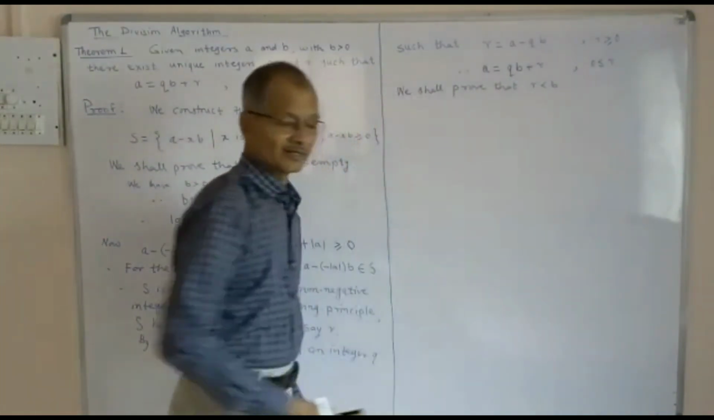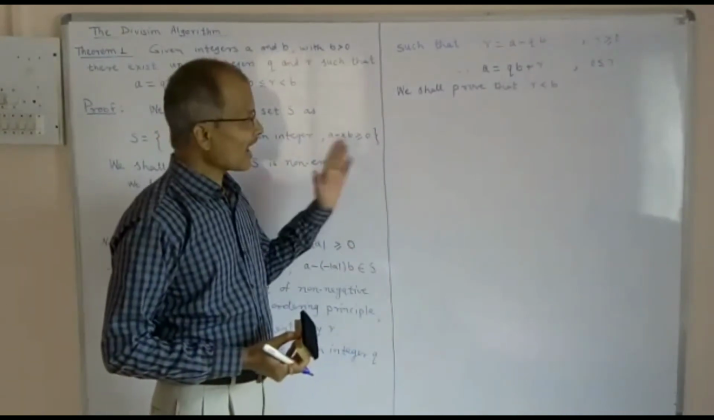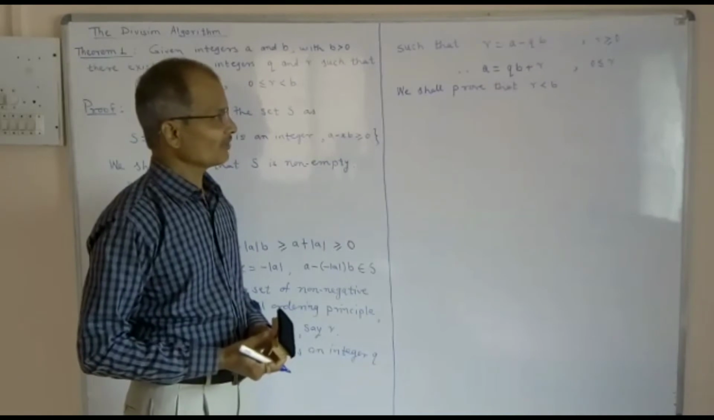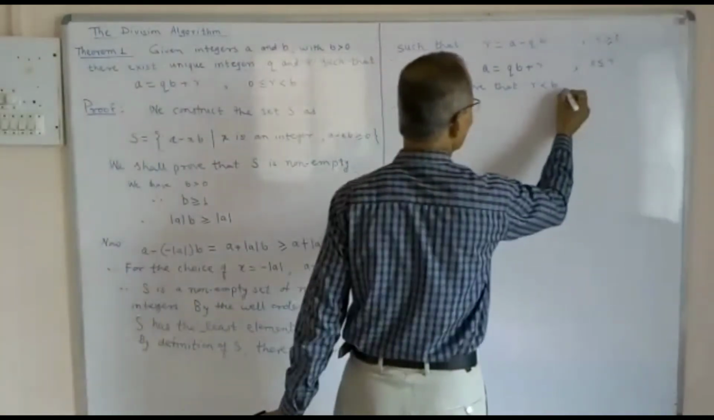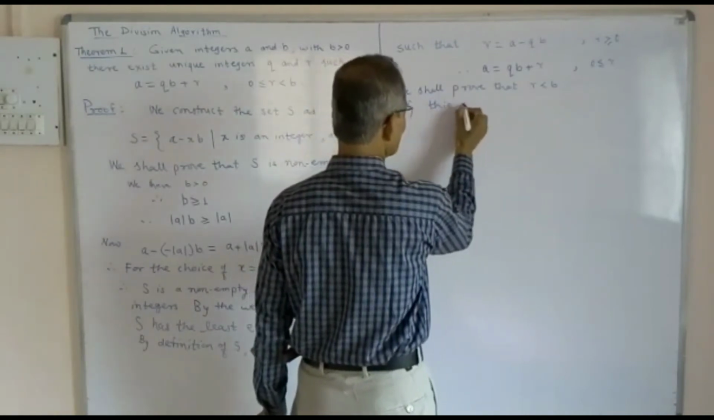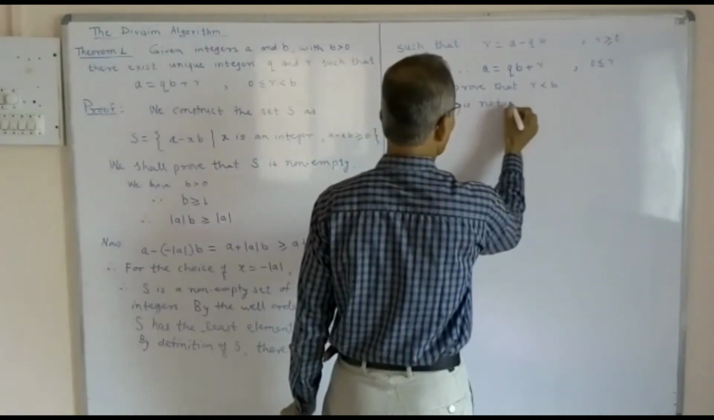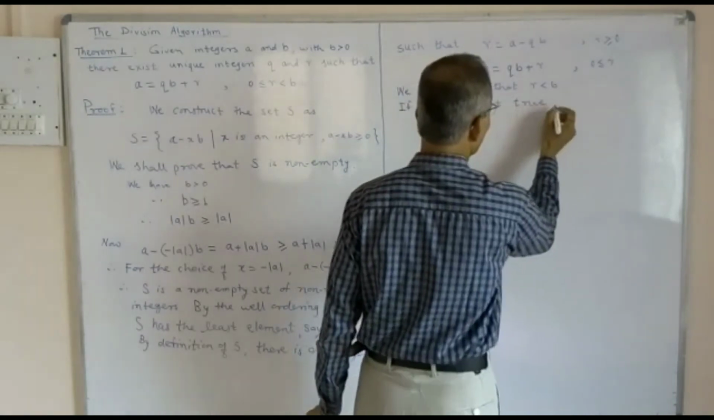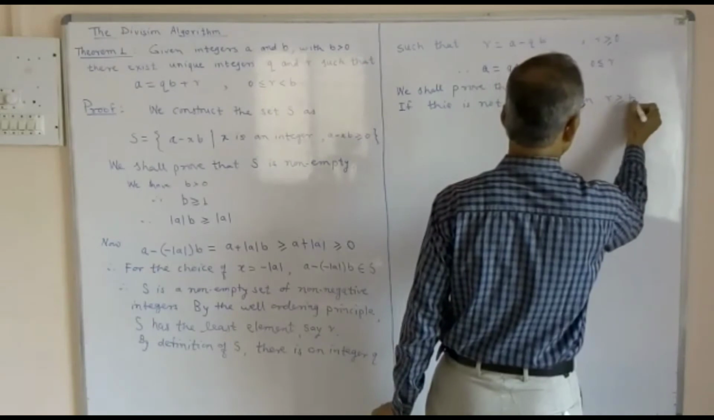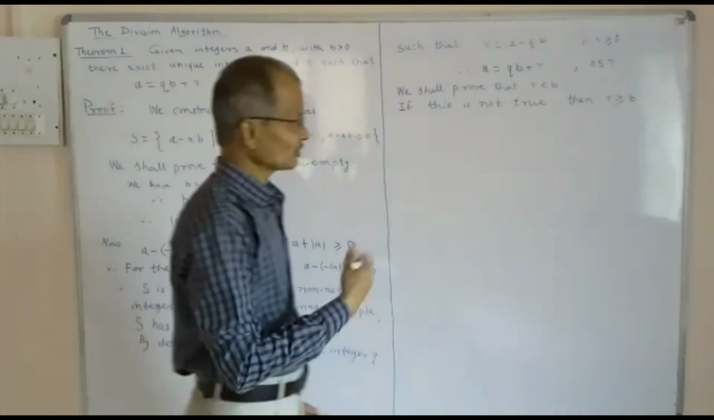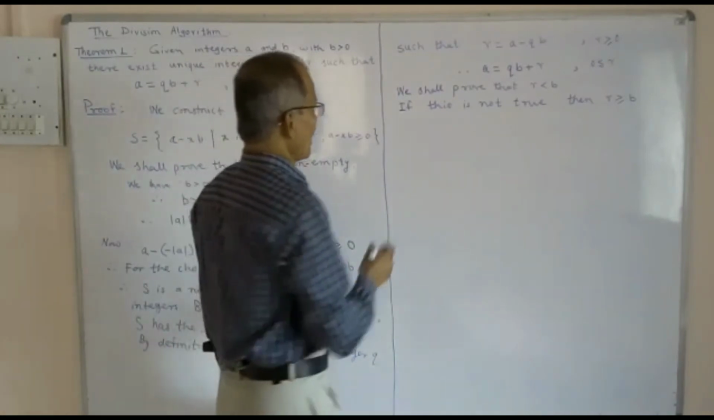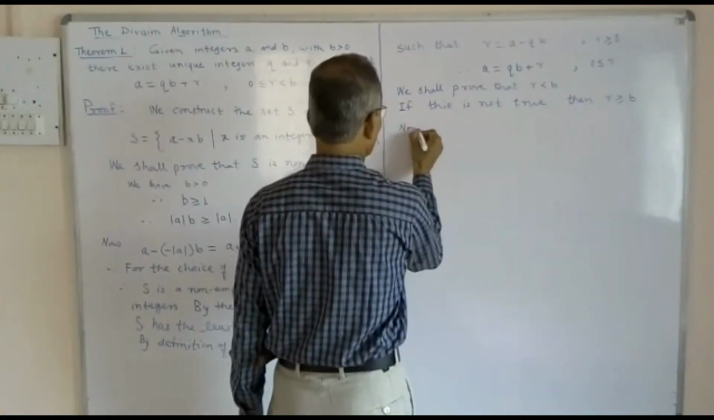Now we will consider it in an indirect way. Now if R is not less than B, this is not true, then what will be the case? R will be greater than or equal to B. If this is not the case, or if this is not true, then R is greater than or equal to B. The negation of R less than B is R greater than or equal to B. Now we will have it like this.